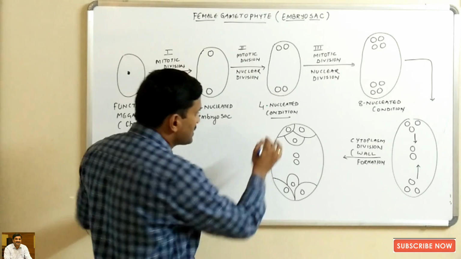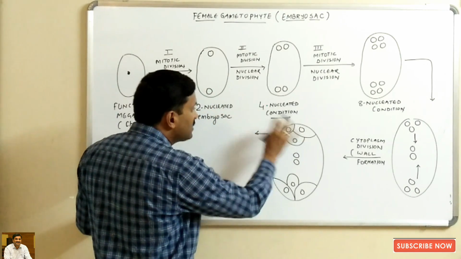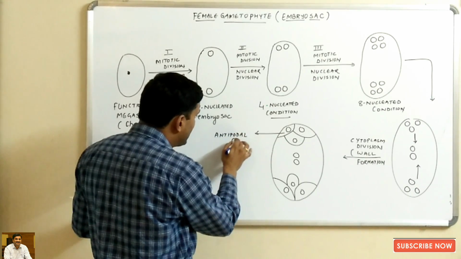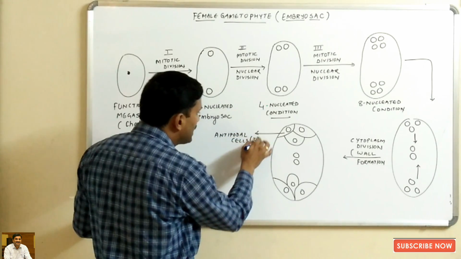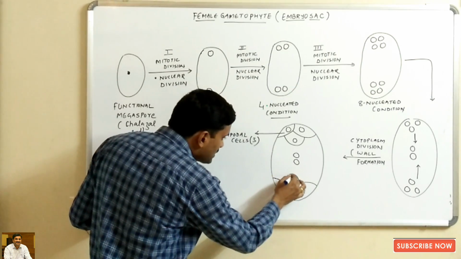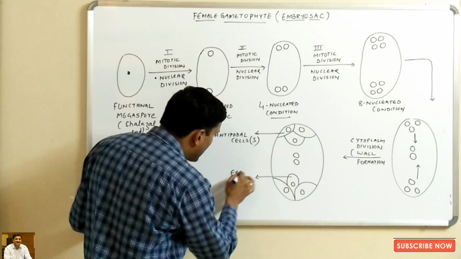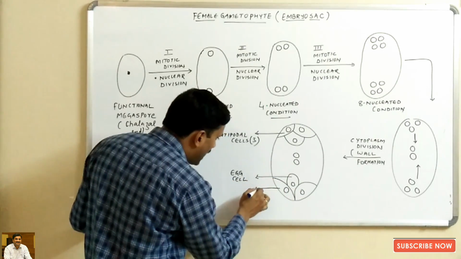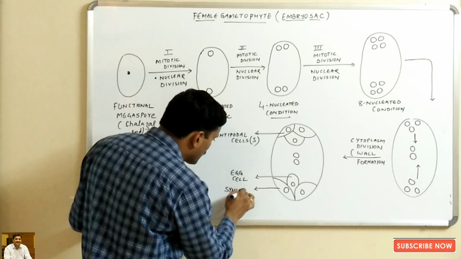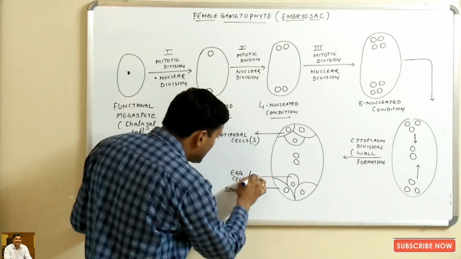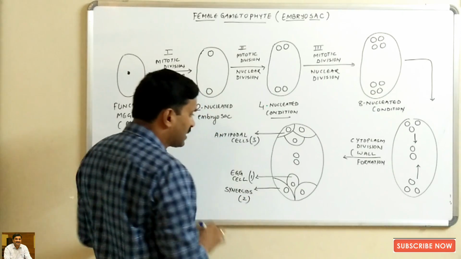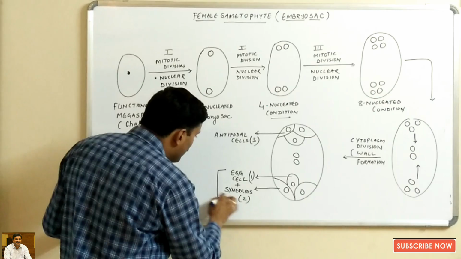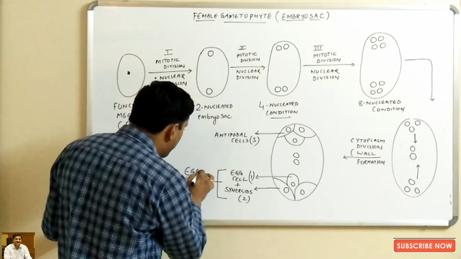Now the 3 cells which are present at the chalazal end are called the antipodal cells. These cells are called antipodal cells and they are 3 in number. Okay, and what is this? This is an egg cell, and these two are the synergids. Always remember that the egg cell is 1 in number, synergids are 2 in number. So 1 egg cell plus 2 synergids together are called the egg apparatus.